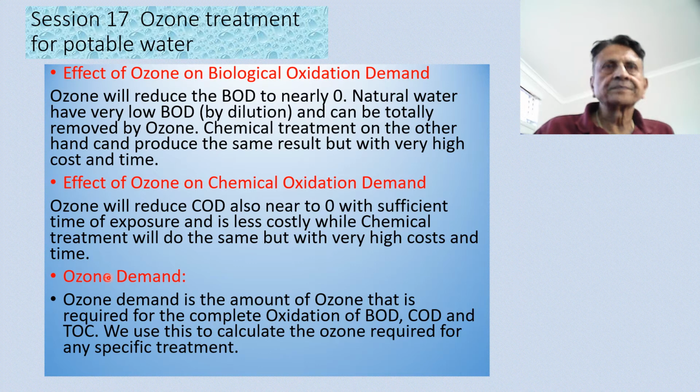Ozone demand. The definition of ozone demand is the amount of ozone that is required for the complete oxidation of BOD, COD and TOC. We use this to calculate the amount of ozone required for any specific treatment. Obviously, the ozone demand will be the sum total of the BOD and COD.